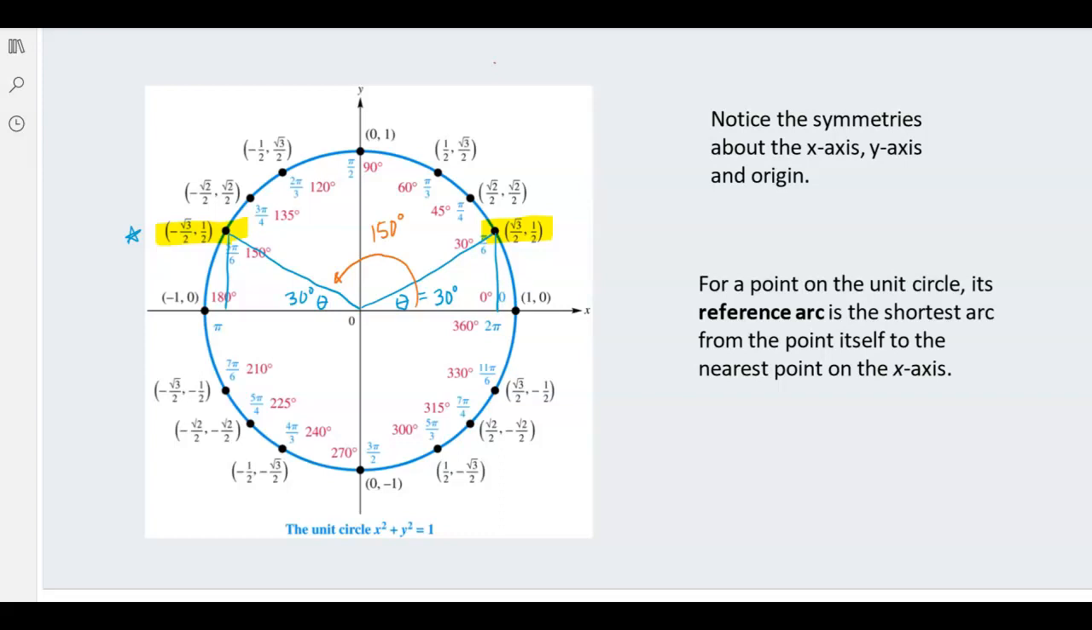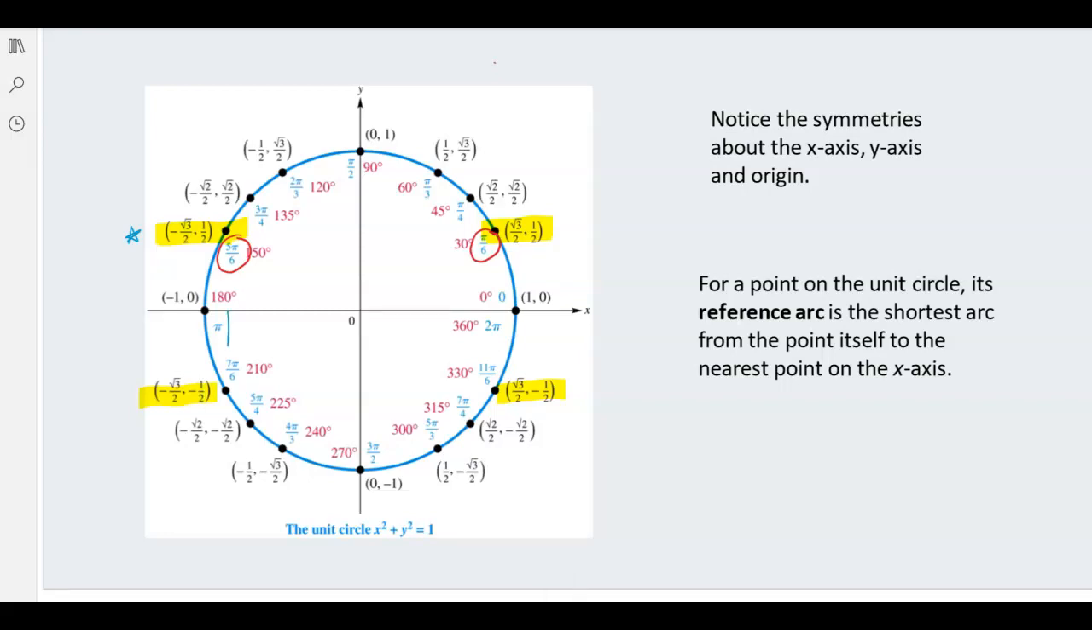Now, if we were to look at that in terms of radians, one thing to notice is that the radians both have a denominator of 6, pi over 6 and 5 pi over 6. The other places where there are denominators of 6 is here, 11 pi over 6 and 7 pi over 6.